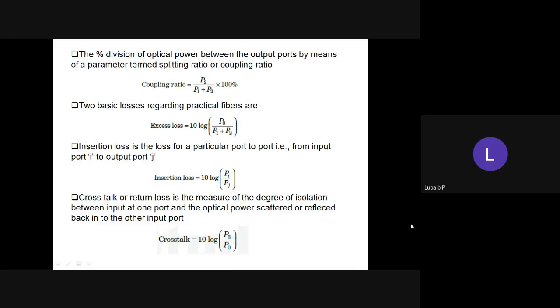That is actually the crosstalk. So we can calculate this crosstalk, that is 10 log P3 by P0. Okay, these are the important equations. You may expect some numericals based on this equation in your exams. So let us see an example.